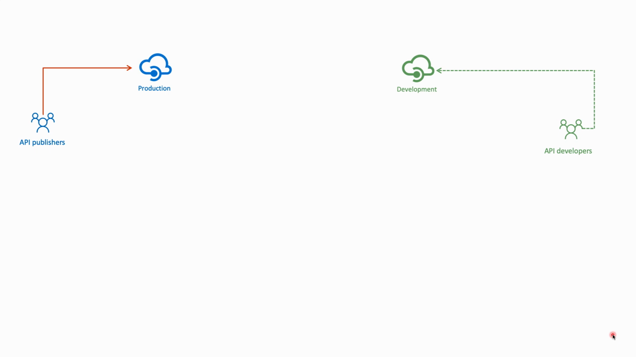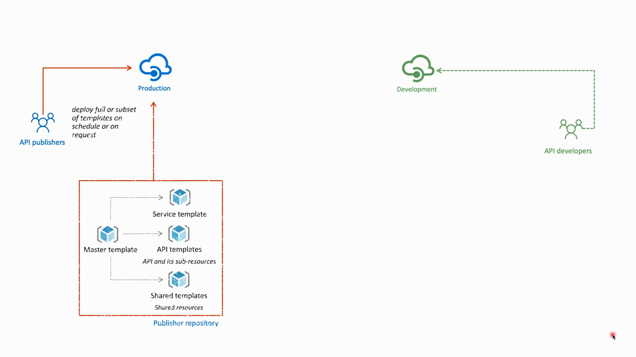All right. So in this example, let's say my organization has 2 deployment environments, production and development, right? And each of these environments has its own API management instance. So the production instance is managed by a central team called the API publishers, right? And the API developers who work on APIs only have access to the development instance for testing their APIs.